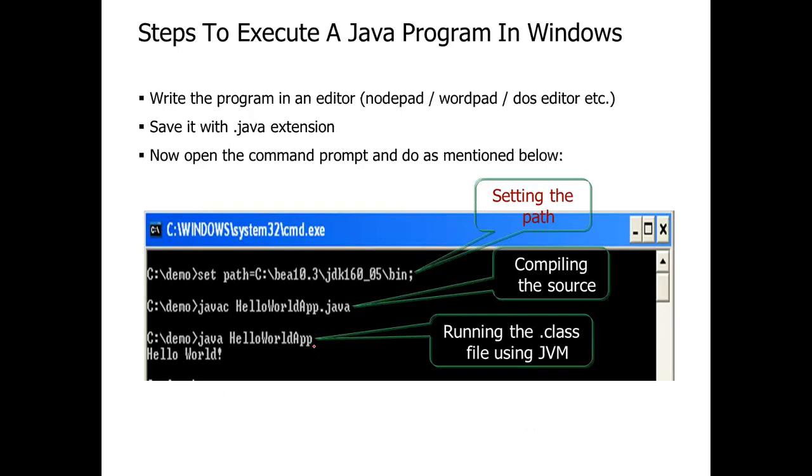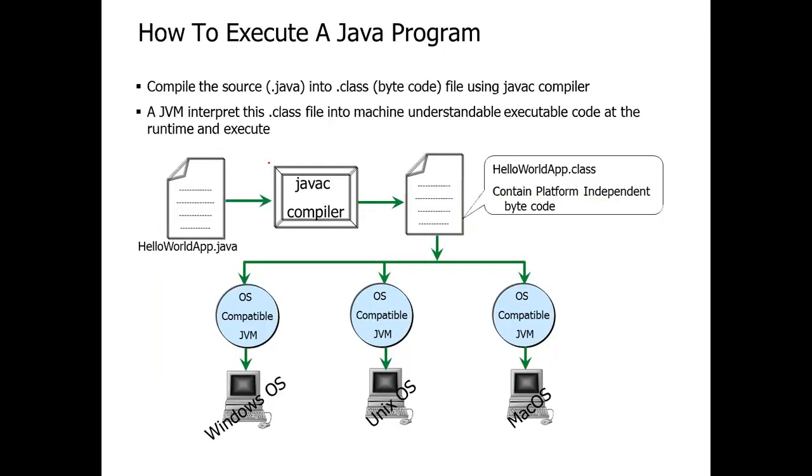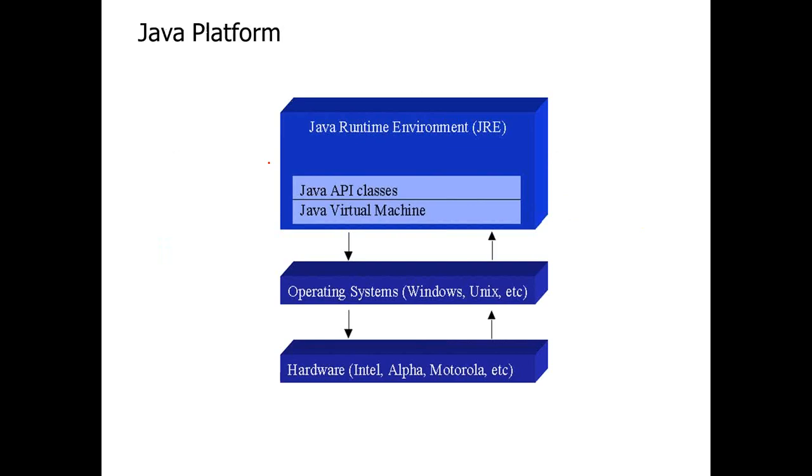So this is what we have done just now. We have worked with the Notepad editor, saved it with a .java extension, opened the command prompt, and just did like this. Alright, so let's understand about the Java platform, the whole overall architecture, and what these things are. You might have heard of this JRE or JVM and all. So how does it actually behave?